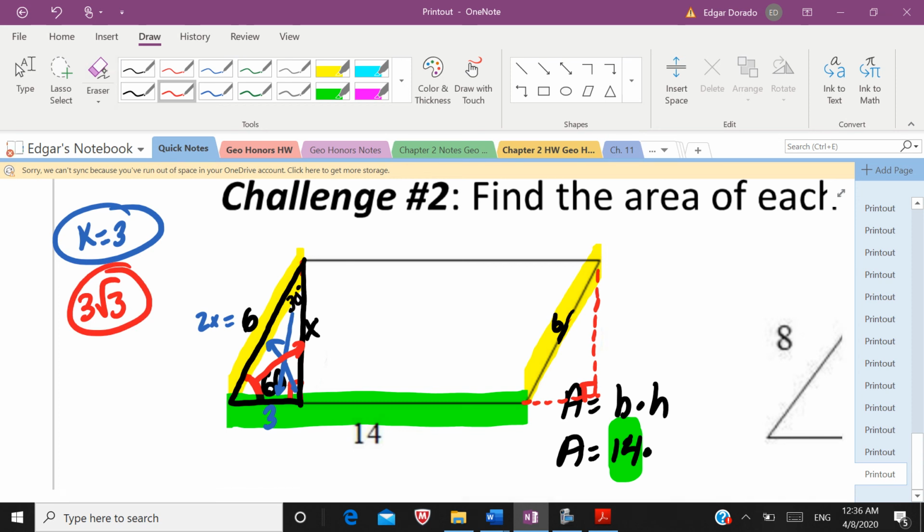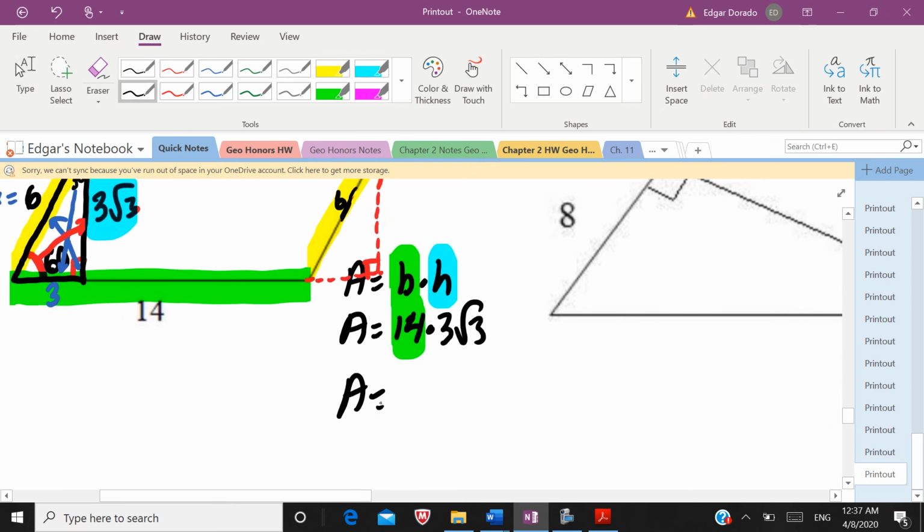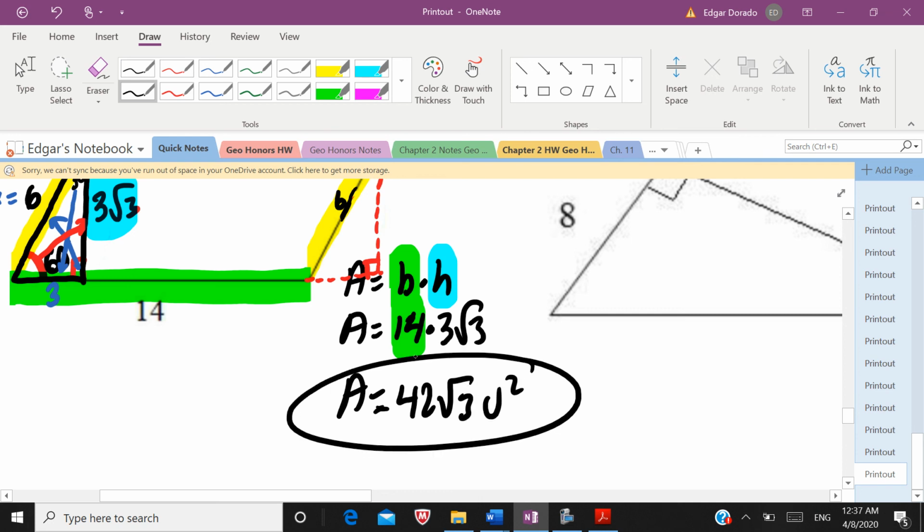Okay? And I know it might be getting a little confusing with all the x's and stuff. Maybe I shouldn't have used an x for this example, but let's just be clear, guys. This height is 3 root 3. Okay? So let's go ahead and wrap this up. I have a height now. My height is 3 root 3. So times 3 root 3. So what is the area of this parallelogram, guys? The area of this parallelogram is 42 root 3 units squared. Okay? All right, let's go ahead and try out the next one.